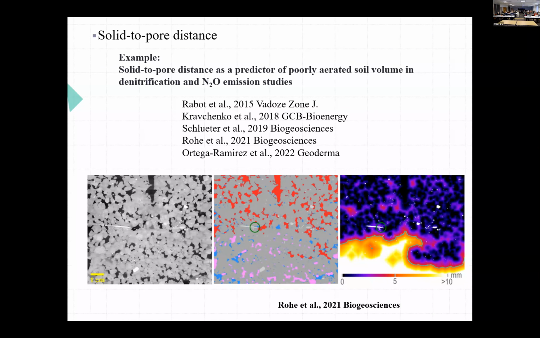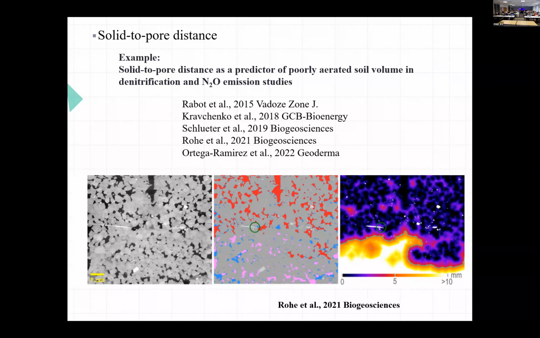Just as an illustration, this set of images is from this paper by Roche from Stefan Schlüter's group in Germany. On the left, you see the CT image of the soil that they worked with. Gray is soil, black and light grays are water and pores. In the middle is the same image where they segmented the solids, which is still gray here, and the pores.